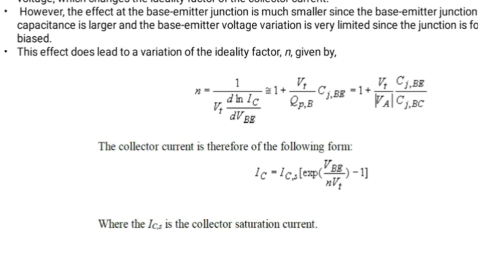In addition to this, we are seeing the variation in the base-emitter voltage, which changes the ideality factor of the collector current, and this variation can be denoted in terms of n. And you can substitute the value in the current equation, where IS is the collector saturation current.